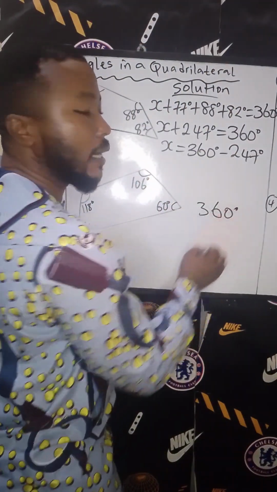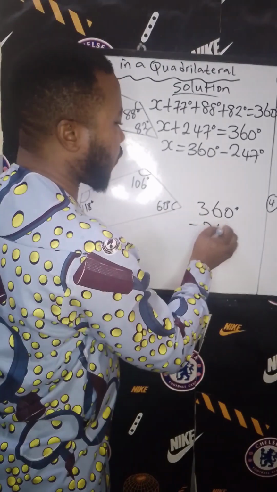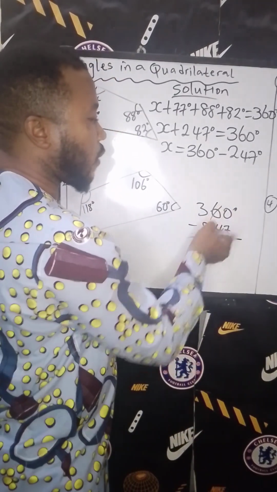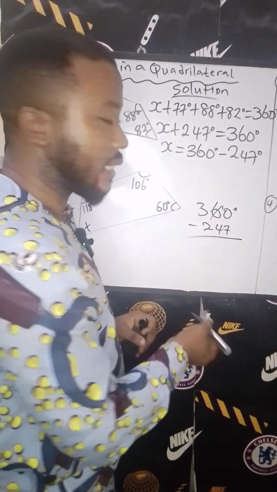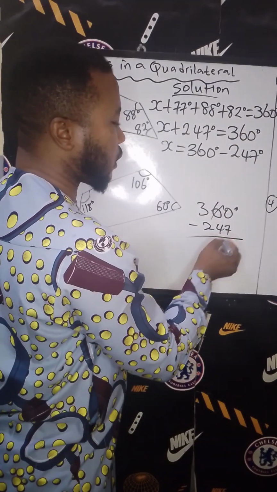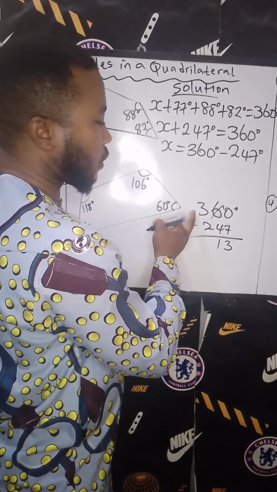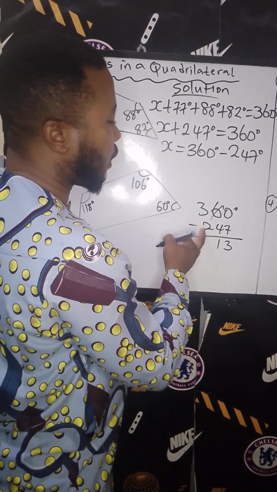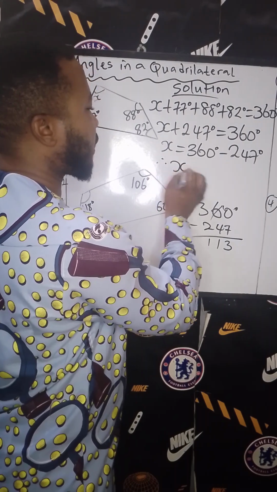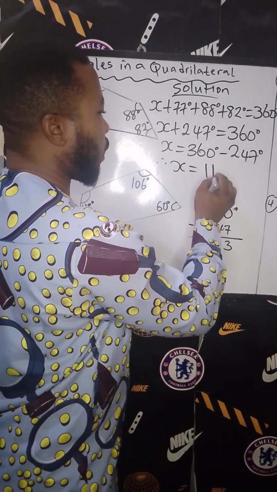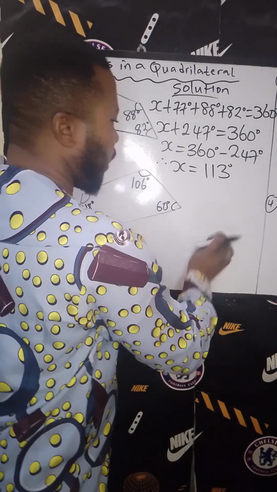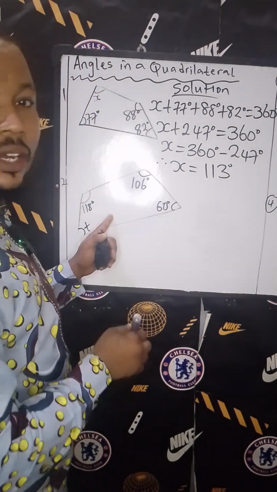360 degrees minus 247. 0 take away 7 is not possible. We take 1 from here, add it here. We now have 10. 10 minus 7 is giving us 3. 5 minus 4 is giving us 1. And of course, 3 minus 2 is giving us 1. So therefore, the value of x is equal to 113 degrees.